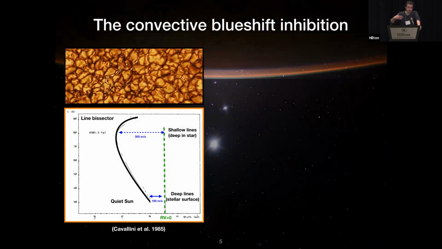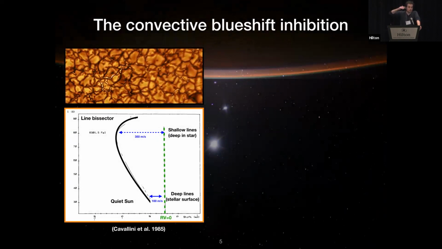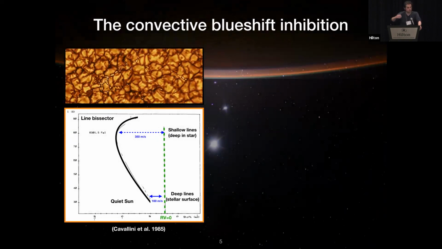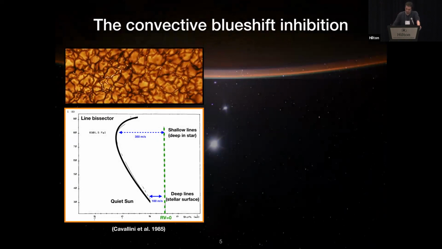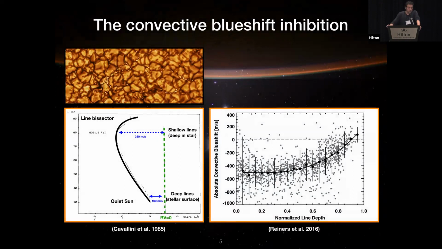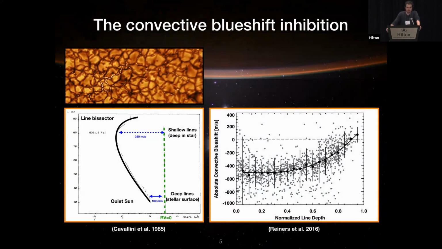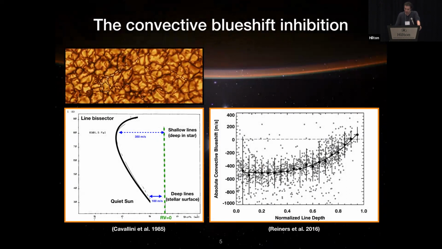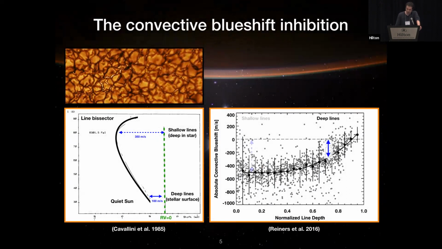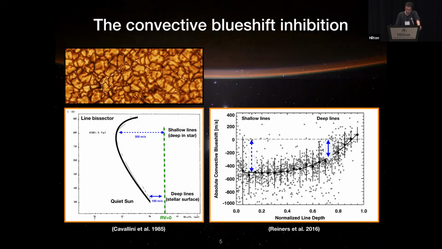So we see that deep into your star, closer to the continuum, the bisector is more blueshifted because the flows are faster. And you can do that for all the stellar lines. It has been shown by Reiners. You see exactly the same effect on all of them. And so again, deep lines are less affected than shallow lines.